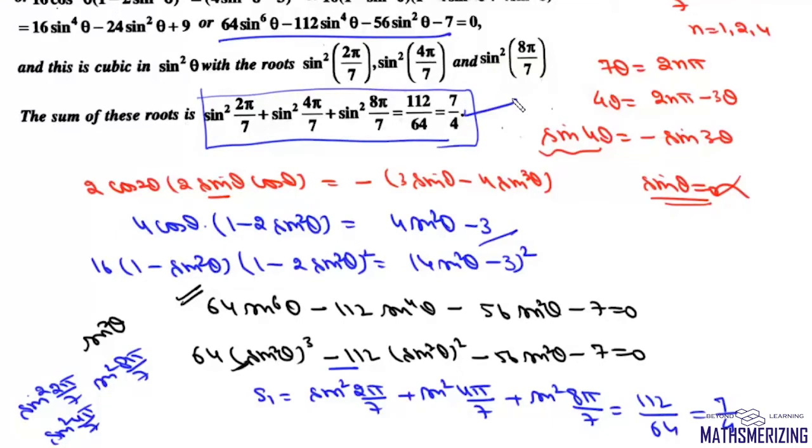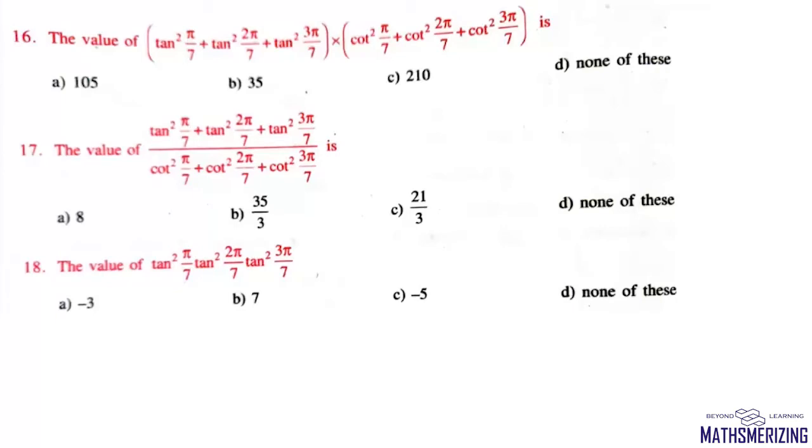Let us take up an example. Now here the question is, we need to find the value of tan square pi by 7 plus tan square 2 pi by 7 plus tan square 3 pi by 7 into cot square pi by 7 plus cot square 2 pi by 7 plus cot square 3 pi by 7. Now here when we look, the angles are of the form n pi by 7. So we can write theta as n pi by 7, where the value of n is 1, 2 and 3.